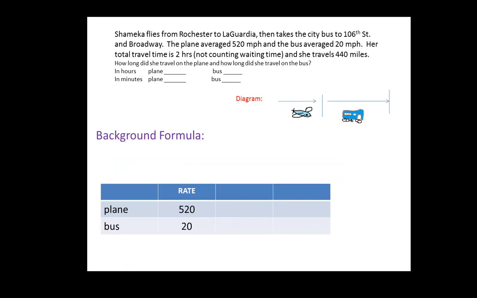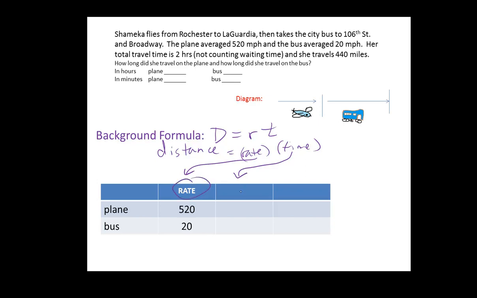Now all along there's the background formula, which is distance equals rate times time. And that's important because this is really fueling our whole problem, but it's also telling us that we're going to do rate times time. We have the rate, so what we need next is the time, because we're going to be doing the column with the rate and the column of the time. We're going to multiply those together to get our distance.